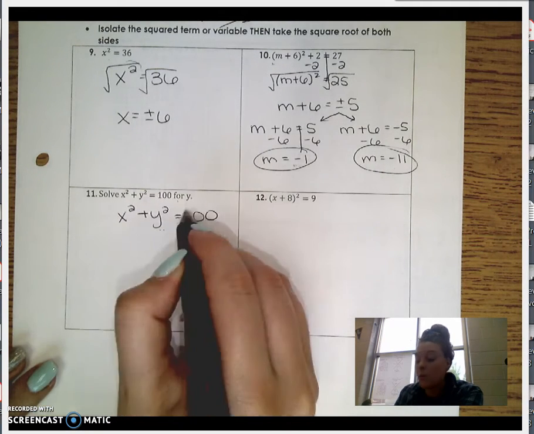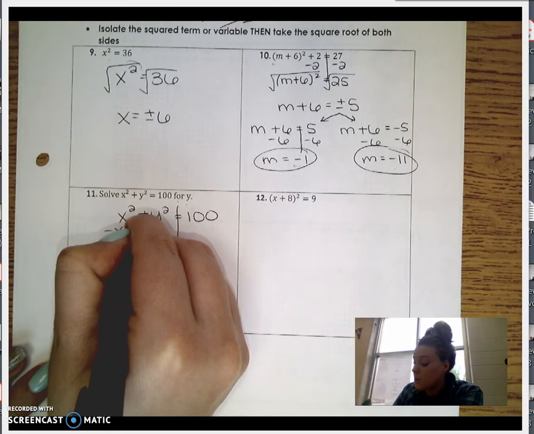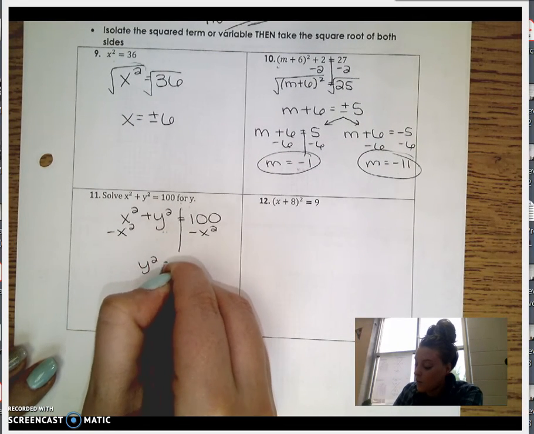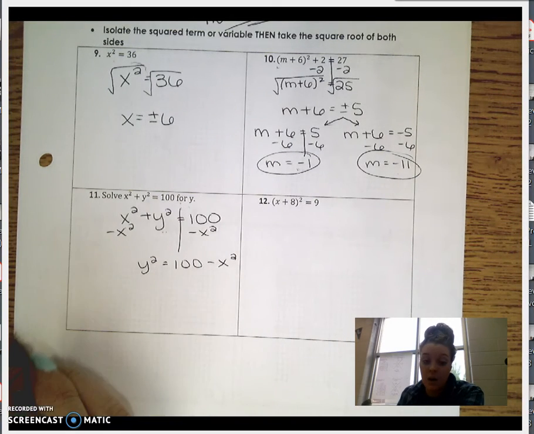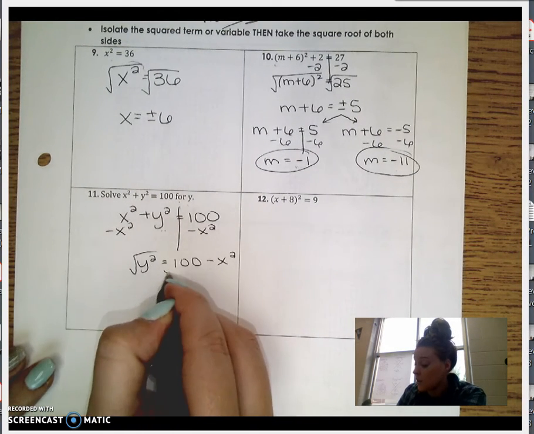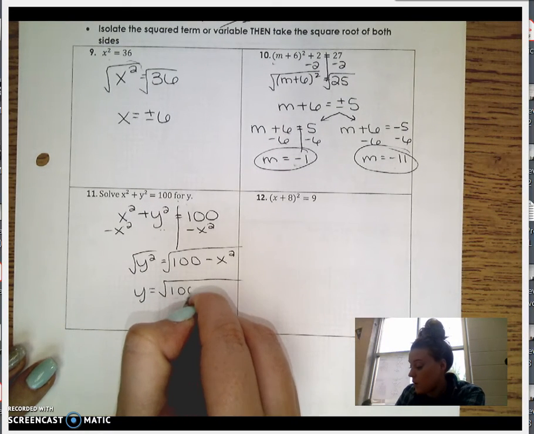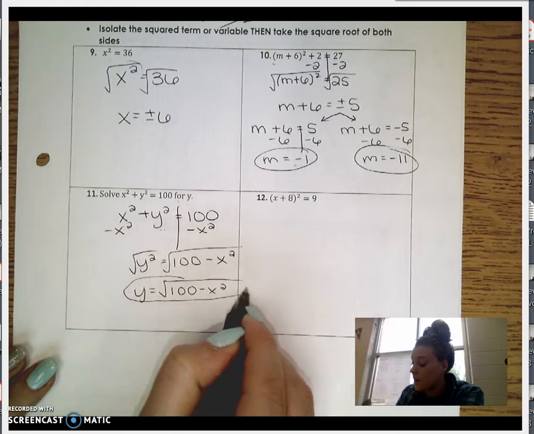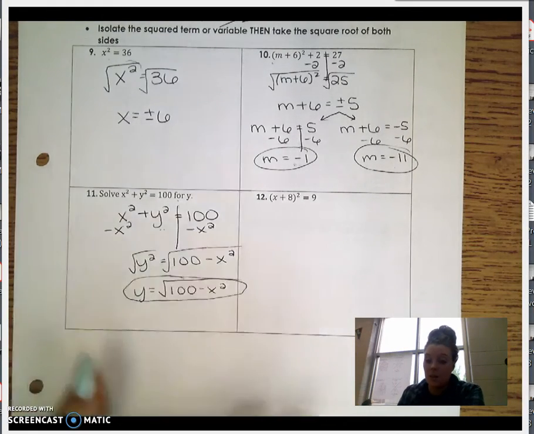Before I can get y by itself, I have to get rid of anything on the same side as it. So I'm going to subtract x squared from both sides, and I get y squared equals 100 minus x squared. Then I can take the square root of both sides: y equals the square root of 100 minus x squared. And you can leave it just like that, because you're not going to take the square root of 100 and the square root of x squared.